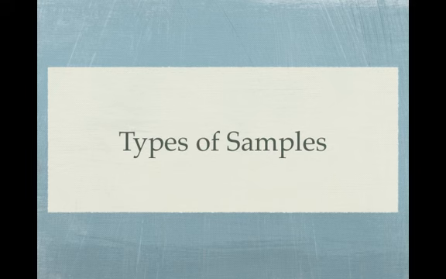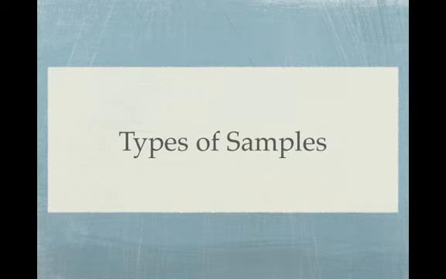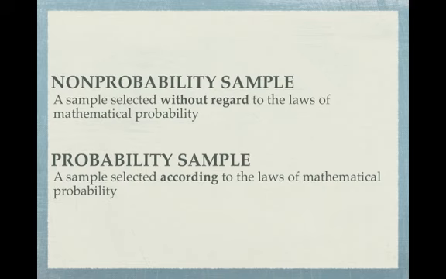So the reason why it's important to know about errors is because it tells us how confident we are in our results, in the sense of how well the sample reflects or represents the larger population. And there are different types of samples. There are non-probability samples and probability samples. Non-probability samples are selected without any regard to the laws of mathematical probability, and by contrast, probability samples are selected by following laws of mathematical probability.